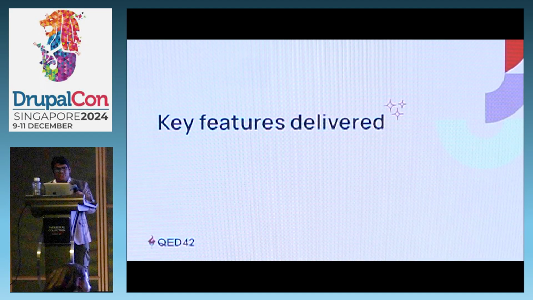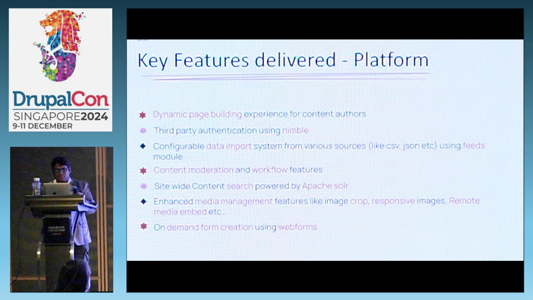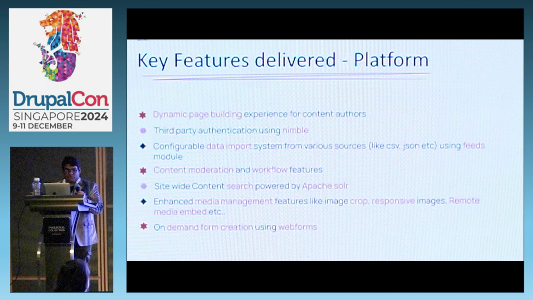Then let's talk about the features. So once we had decided the architecture and the approach we were going to take with Drupal Multisite, then we needed to decide how we would deliver the key features. Some of the key requirements were having a dynamic page building experience, third-party integration through the Nimble platform, a configurable data import system for various sources like CSV, JSON, etc., content moderation and workflow features, site-wide search, which we powered by Apache Solr, enhanced media management features, and on-demand form creation using webforms.